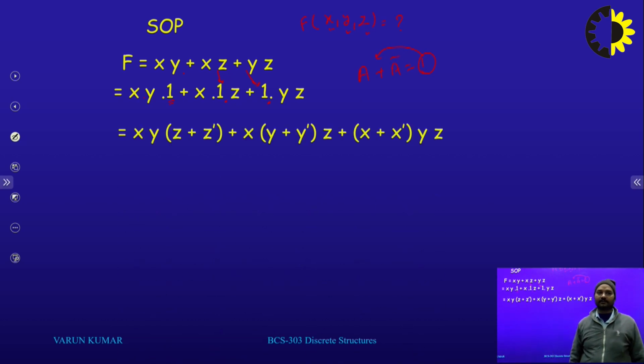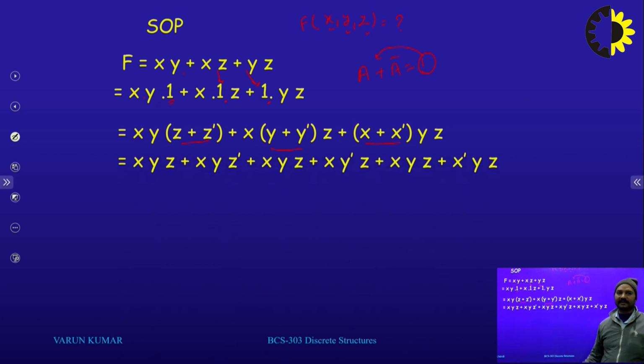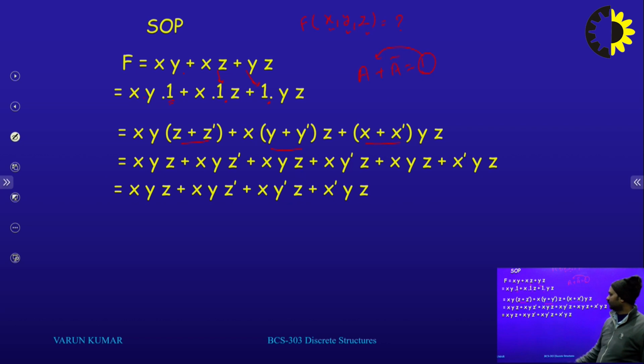So what will be your terms? That is (z + z'), (y + y'), (x + x'), and we multiply inside. So we will get this particular result. In SOP, we summarize this. x + x becomes x. So this is our result. We notate this expression into some summation form.